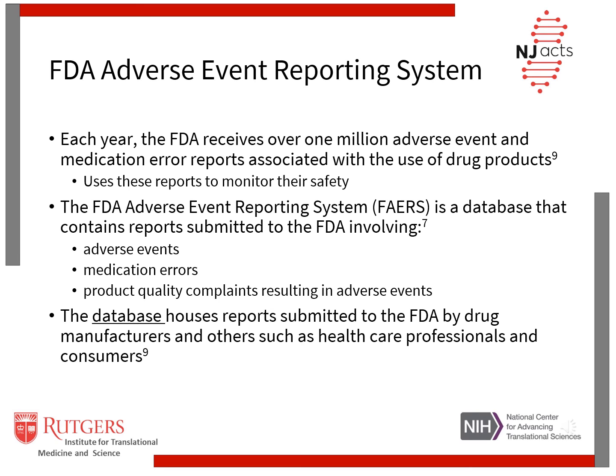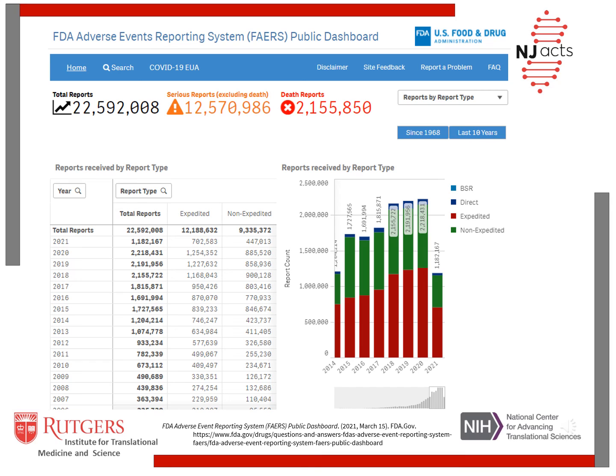The FDA Adverse Event Reporting System is a database that contains reports submitted involving adverse events, medication errors, and any product quality complaints that resulted in adverse events. The database, which is linked on this slide, houses reports submitted by drug manufacturers and others such as healthcare professionals and consumers themselves. Shown is a screen cap from the Adverse Events Reporting System dashboard, which is open to the public.